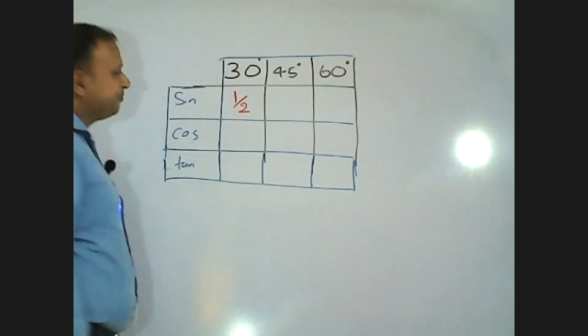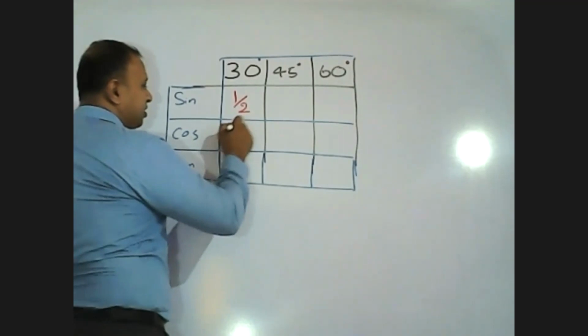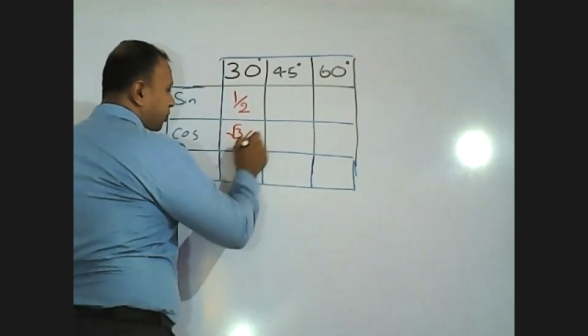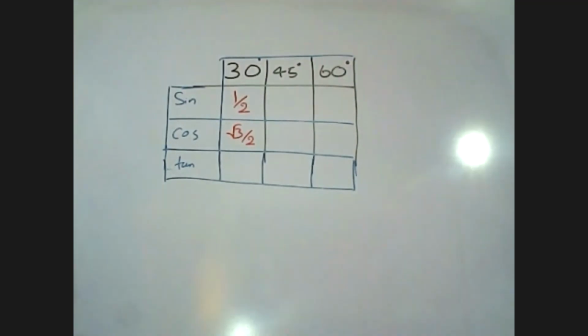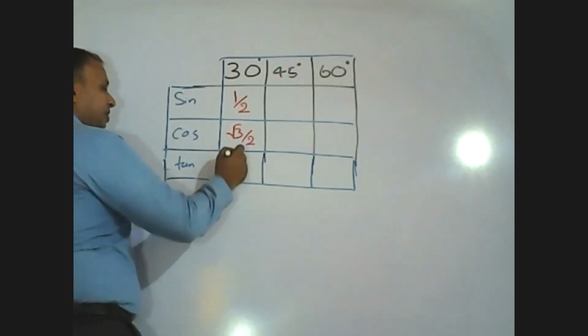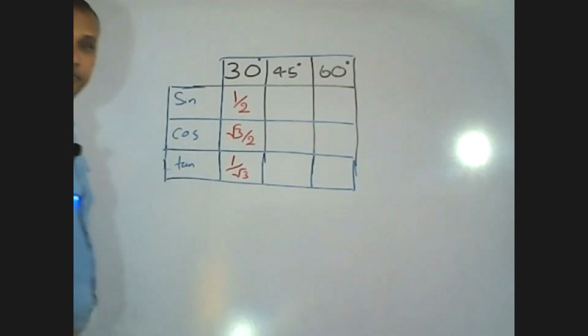Cos 30 is root 3 over 2. Tan 30: now you can divide both of them and get the value. It is 1 over root 3.